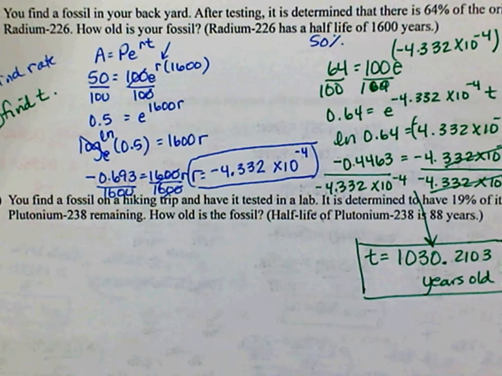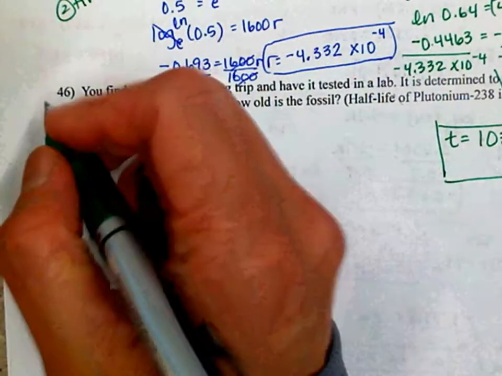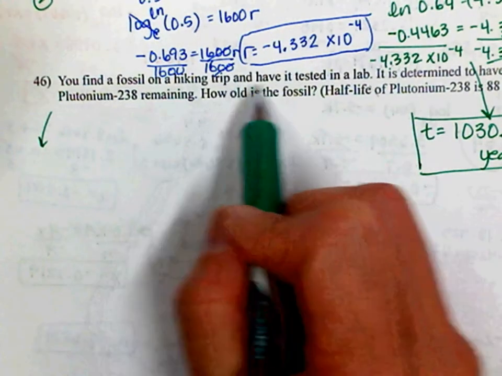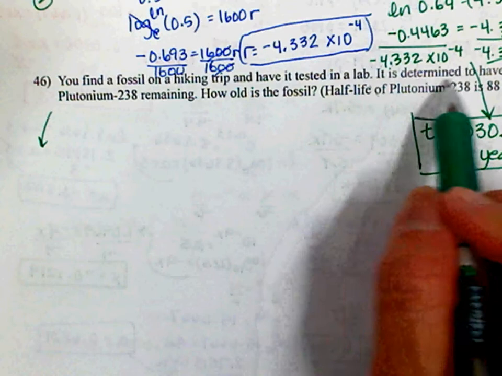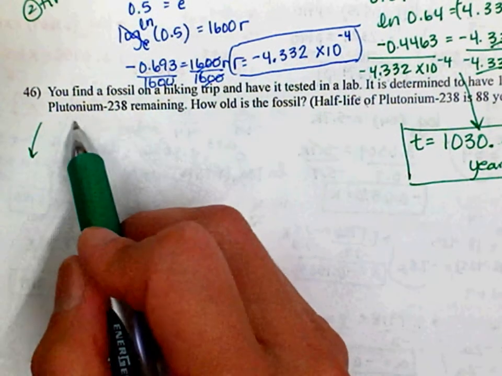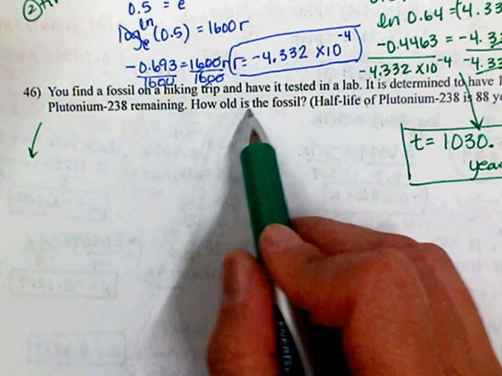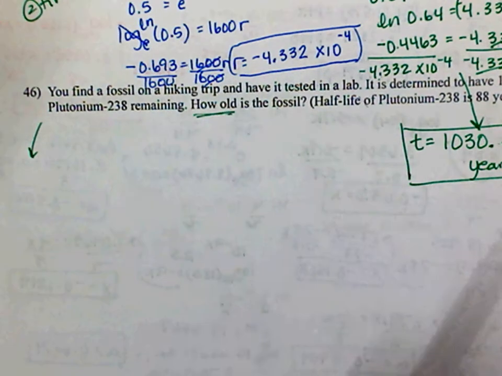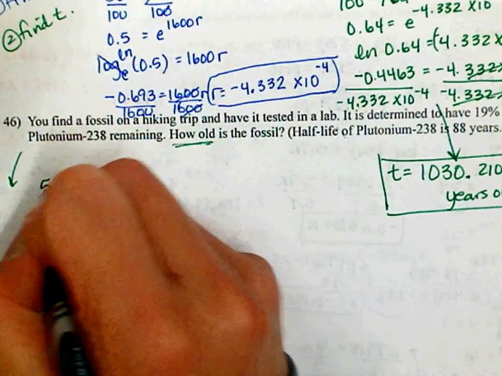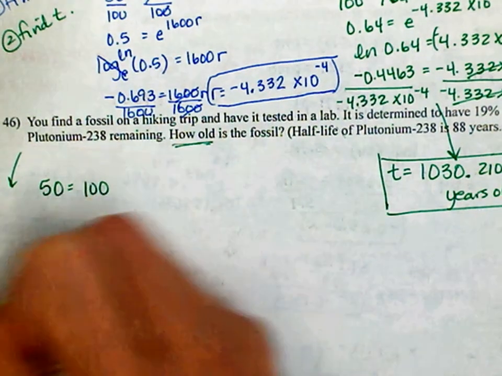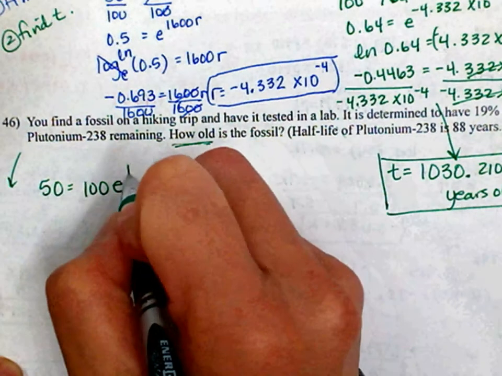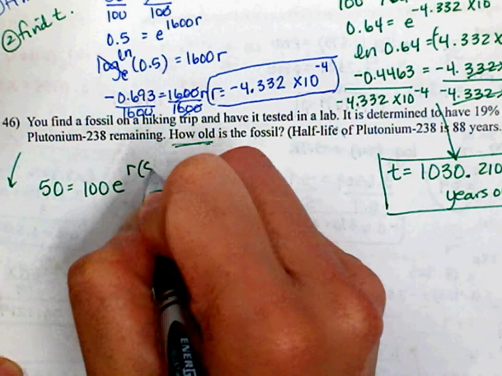Okay, let's do 46, same way. Here we go. You find a fossil on a hiking trip and you have it tested in the lab. It is determined to have 19% of its plutonium, that's element 238, remaining. How old is the fossil? Notice I'm asking how old. I didn't say what is the rate of decay. Same scenario, 50% out of 100. Why? Because it's a half-life. I don't know what R is, but the half-life of that is 88 years.